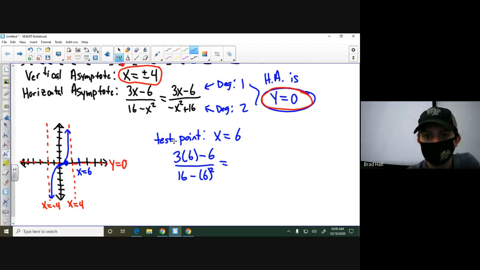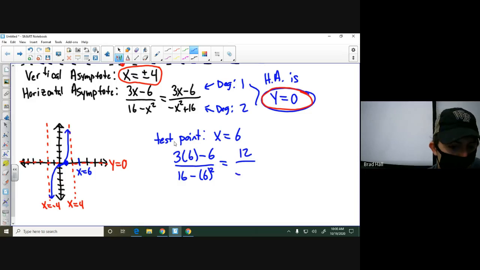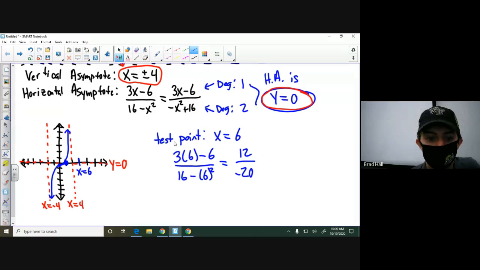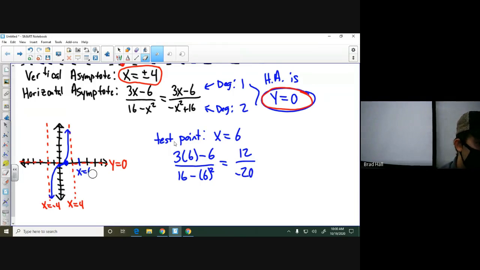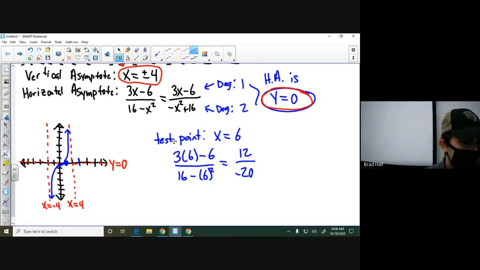And so 3 times 6 is 18. 18 minus 6 is 12. 16 minus 36, that's negative 20, I believe. So we get a negative number. In other words, we get a very small negative number, which means that the dot is going to go down here somewhere.